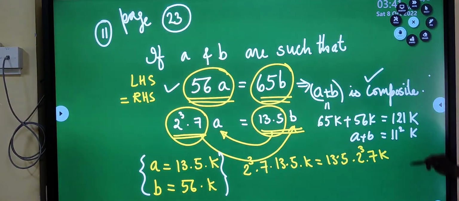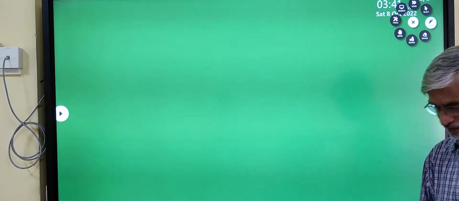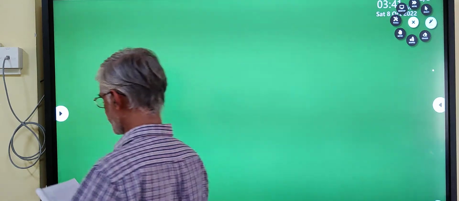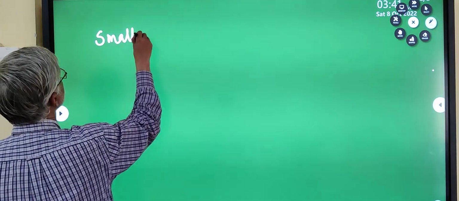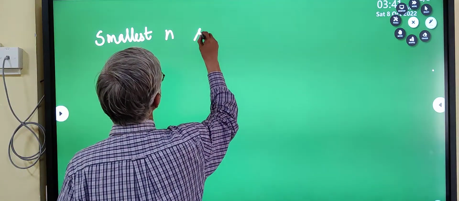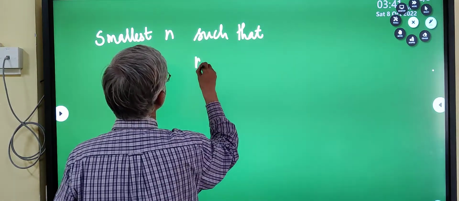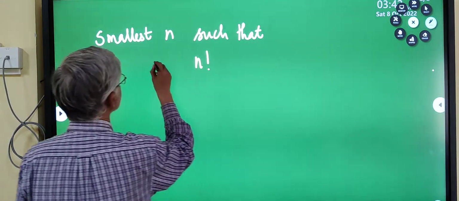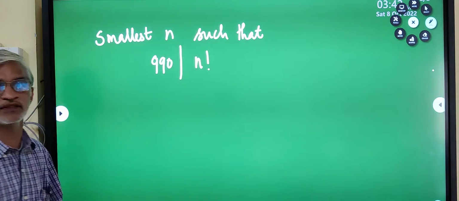Let me just pick up one more problem from the same page for this lesson. It says, what's the smallest n such that n factorial is divisible by 990? 990 should divide n factorial.